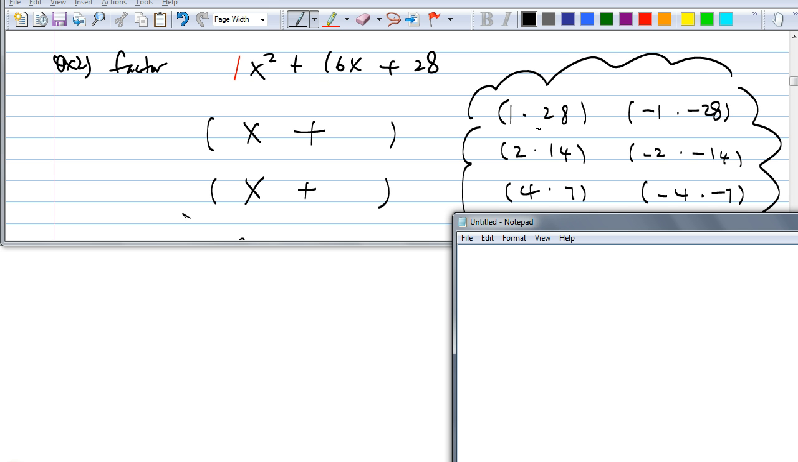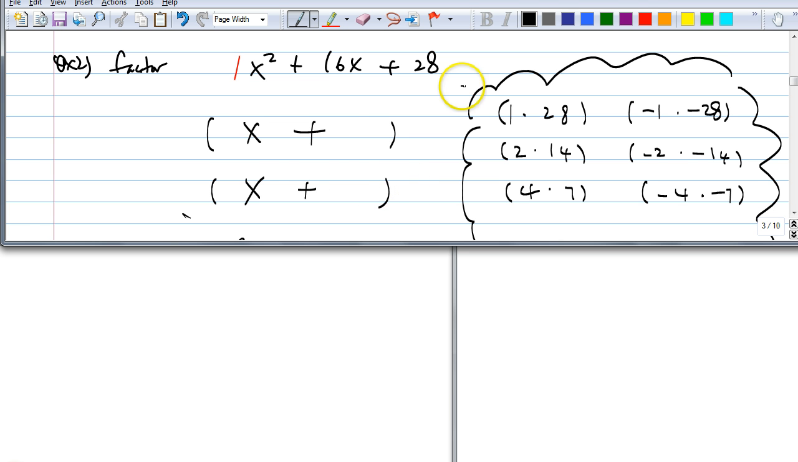Which one of these pairs do you think will fit? What's the important thing? I could have chosen any of these and I get 28 when I multiply vertically, x times x, whatever times. But what has to be true for this, Aaron? When you add the middle terms, it has to add up to 16x. So if I were to plug in 1 and 28, would it work? How can you see this quickly?